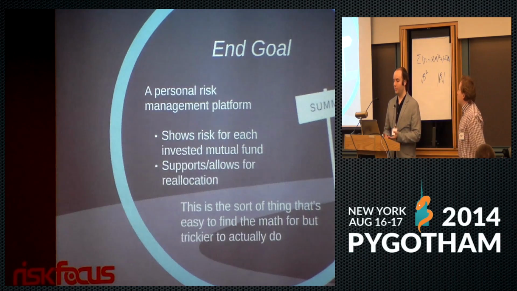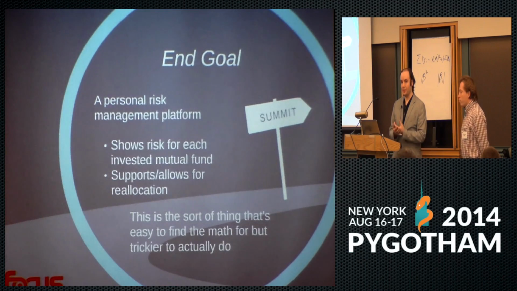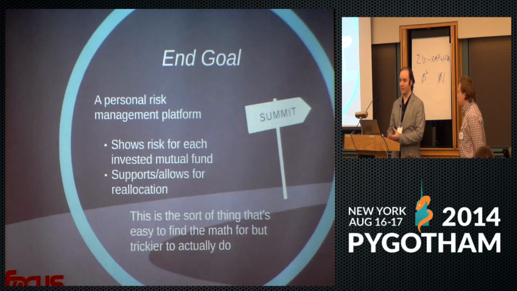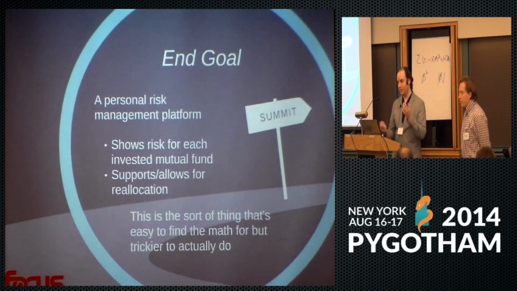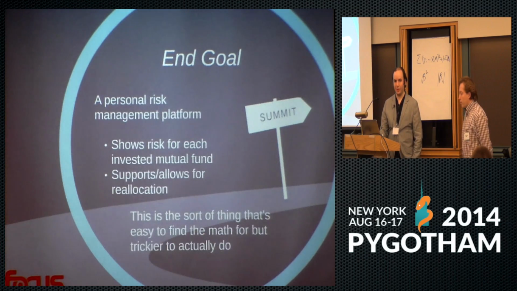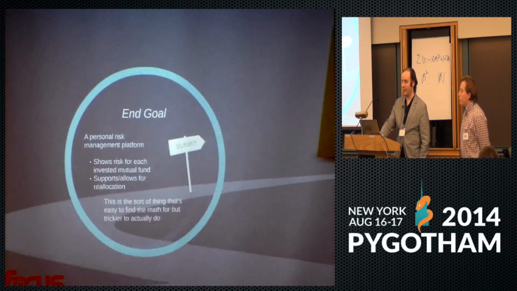We're going to build a little personal market risk management platform. What it's going to do is show some degree of risk for each mutual fund, and the idea is that you would have this information and then think about where you want your risk and where you want to not have a risky investment. Typically you want to have risk in your retirement fund. In something that you're going to be using sooner, like a down payment for a house, you don't want as much risk. This is the sort of thing you can Google the math for, but actually getting it to work is trickier to do, enough to make an interesting case.